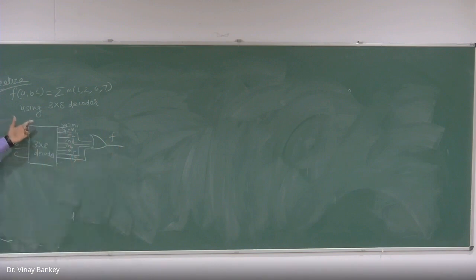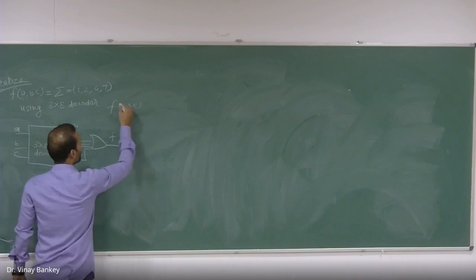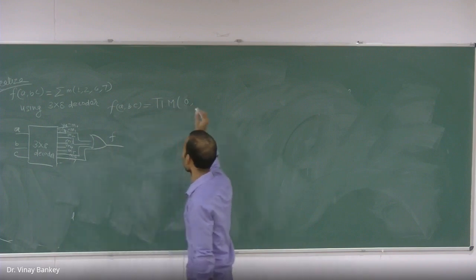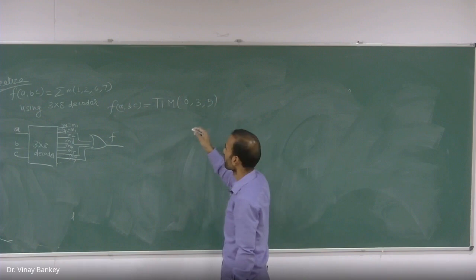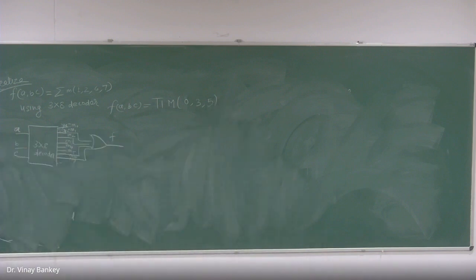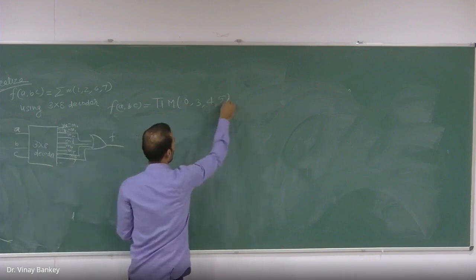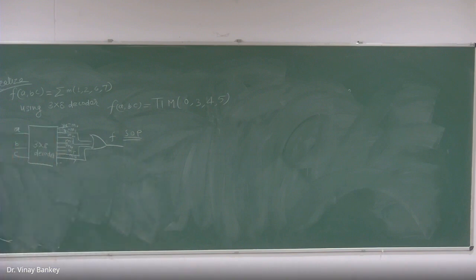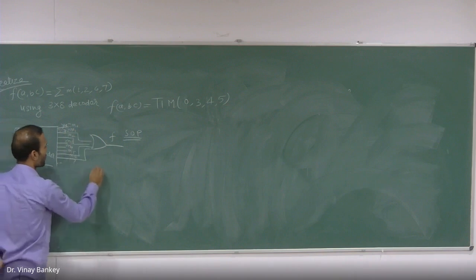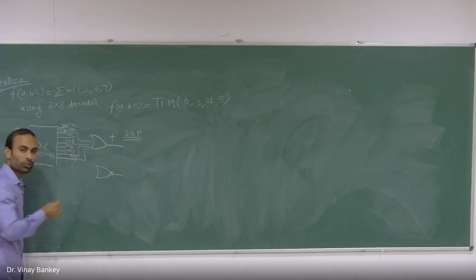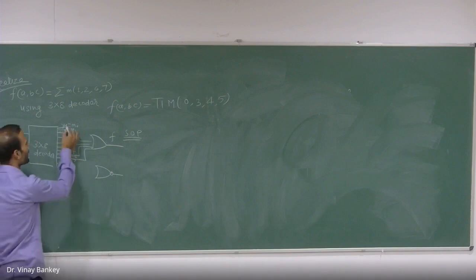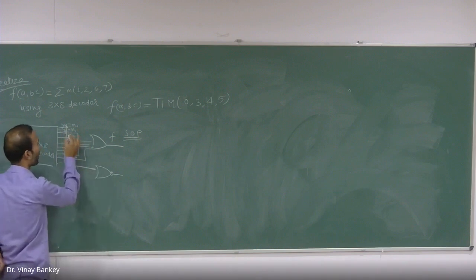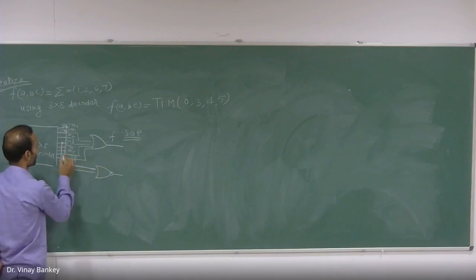But what about the POS form? So what will be the POS of this function? The remaining terms. So F, in the POS form, can be written as pi capital M of 0, 3, 4, 5. Now think about the gate. Which gate will be required to implement instead of this OR gate? So if I put here a NOR gate, will it do the job? Yes, it will do the job. It means it will implement the POS form.